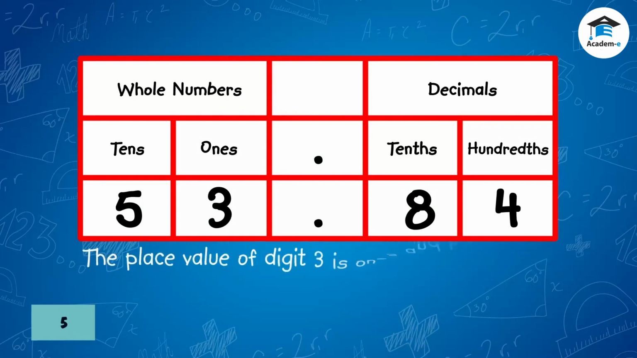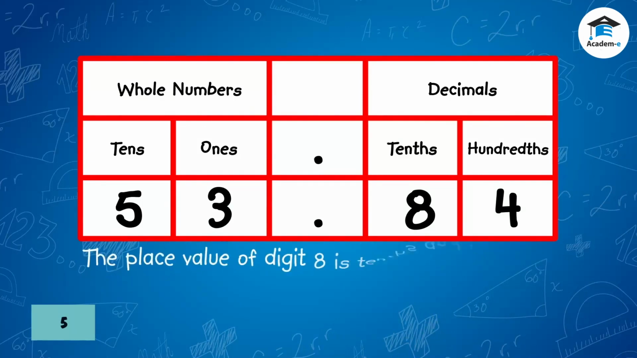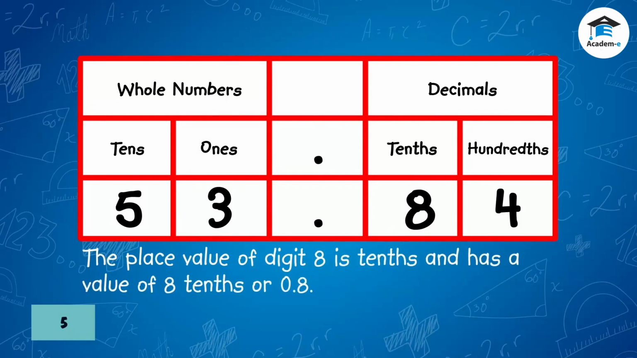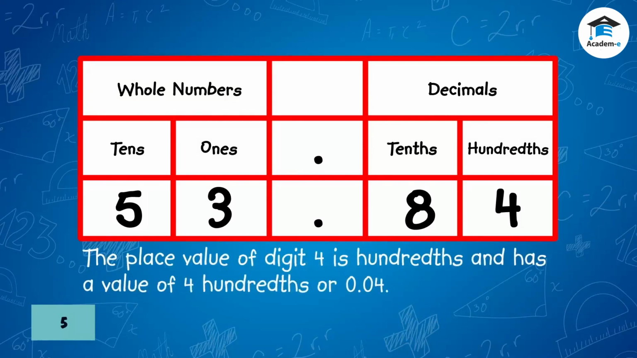The place value of the digit 3 is ones and has a value of 3 ones or 3. The place value of the digit 8 is tenths and has a value of 8 tenths or 0.8. The place value of digit 4 is hundredths and has a value of 4 hundredths or 0.04.